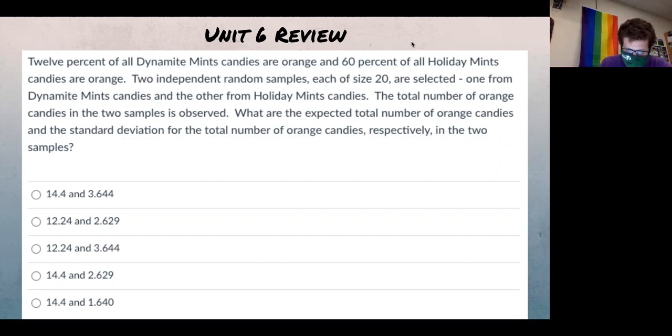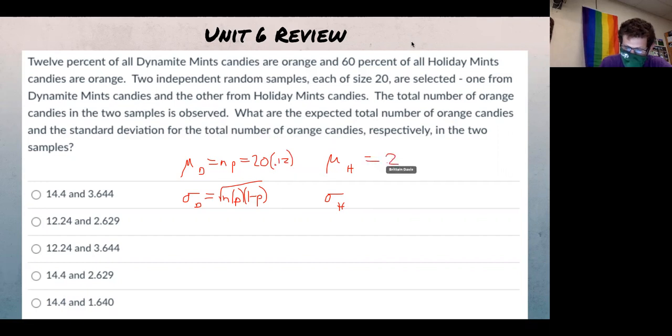Knowing that, I'm going to find the mean of dynamite mints, the mean of holiday mints, and the standard deviation of dynamite mints and the standard deviation of holiday mints. The mean is going to be n times p. The standard deviation is the square root of n times p times 1 minus p. It's the same equation for both. So n times p here is 20 mints times the probability of orange, 0.12, for dynamite. This is going to be 20 holiday mints times 0.6.